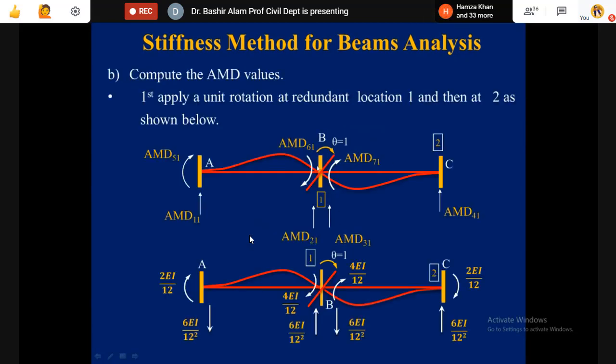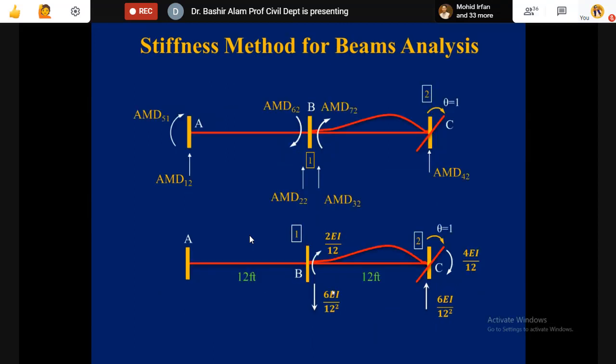Now AMD values. Here, when theta was applied corresponding to D1, all these member actions were calculated. AMD11 will be minus 6EI over L square. AMD21 is 6EI over L square. AMD31 is minus 6EI over L square. AMD41 is 2EI over L. Here, it is positive, so 4EI over L. And then we have AMD71, it is 4EI over L. So we can pick the corresponding values from here and it will complete the first column of the AMD matrix.